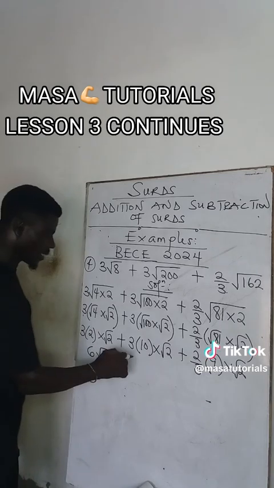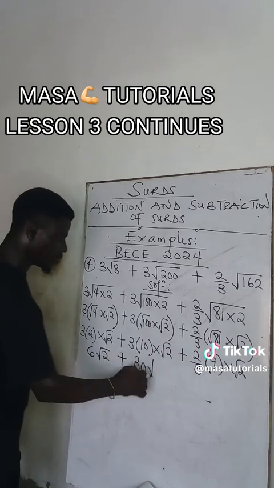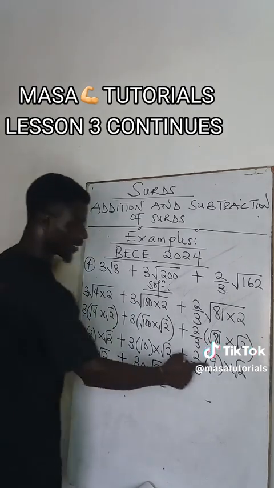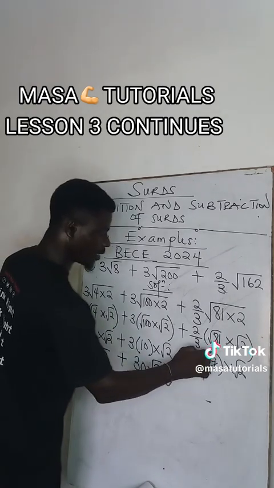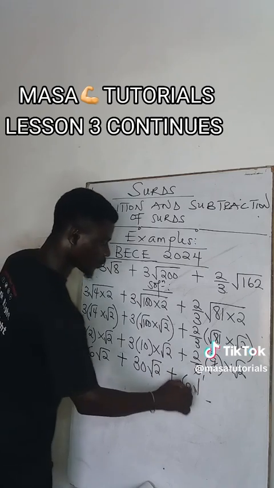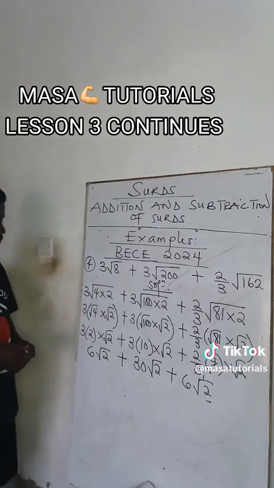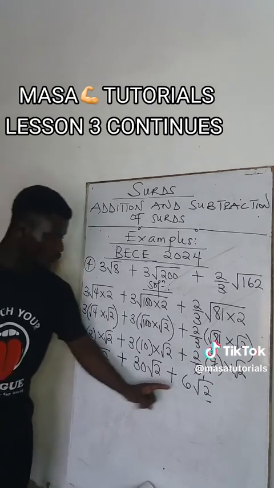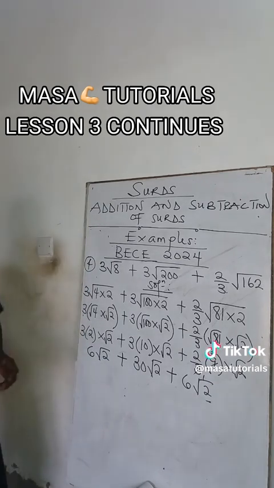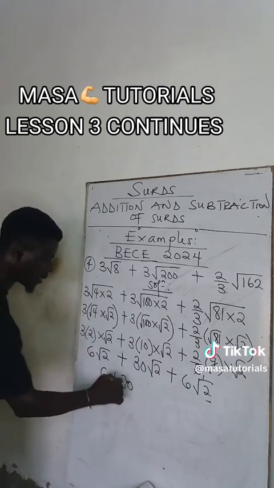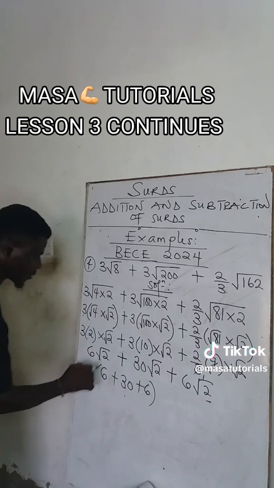Plus 3 times 10 is 30, multiply square root of 2. 3 into 9 is 3. So 3 here, 1 into 9 is just 3. 3 times 2 we have 6. Then we drop square root of 2. They have the same square root. So root 2, root 2, root 2. We just add their coefficients. So we get 6 plus 30 plus 6.